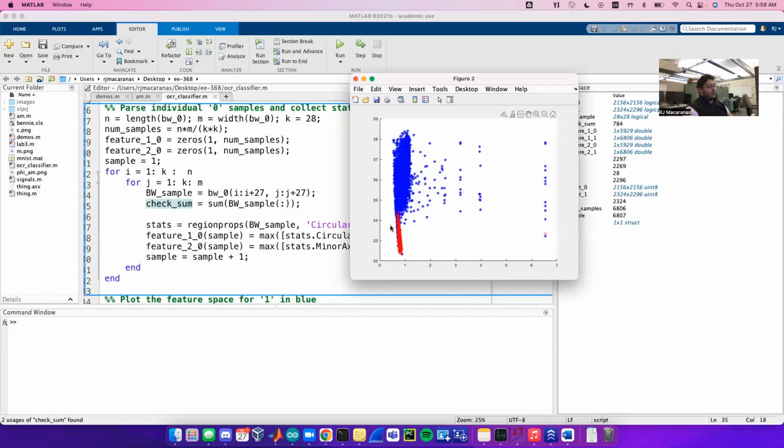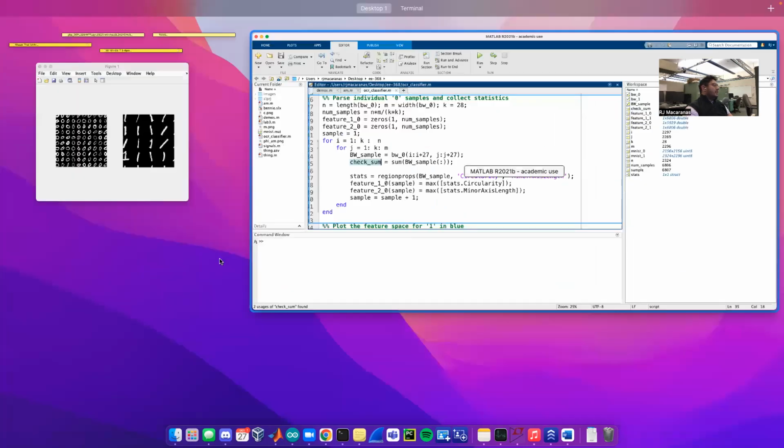But basically, with the samples that I have, it looks like a good decision boundary, right, would be around 34.5 or something. Just a straight line here. But again, that's not going to be a perfect classifier, which is okay.